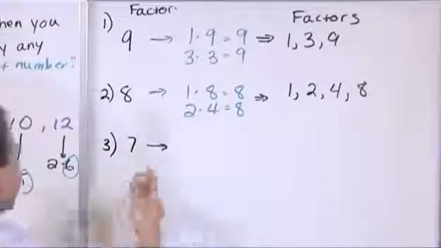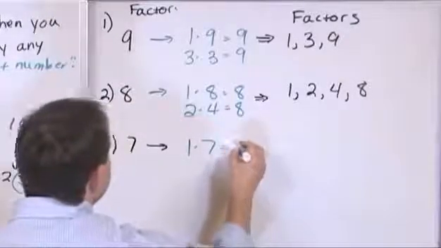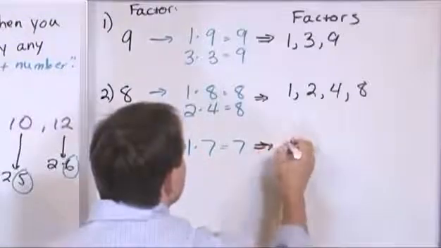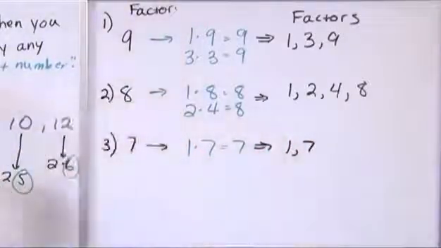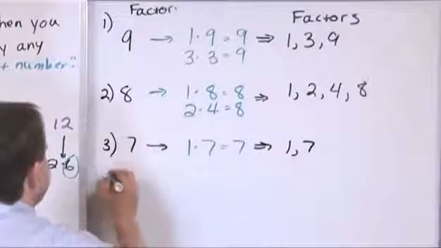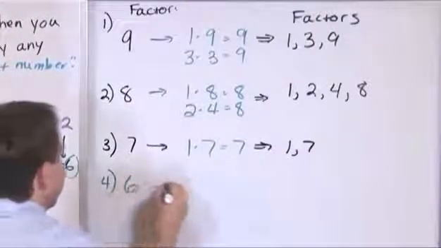What can be multiplied together to give you 7? Well, I think there's only two numbers here that can be multiplied together to give you 7, and that's it, 1 and 7. There's nothing else. So the factors are 1 and 7. Those are the two numbers that can be divided evenly into the number 7. What else? Number 6.